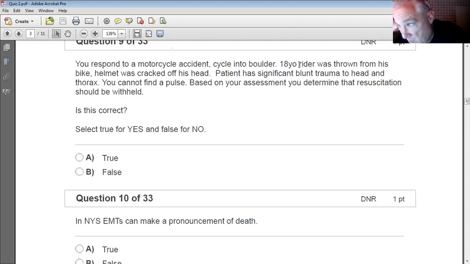Okay, we cannot find a pulse because he's in cardiac arrest. Based on your assessment, you determined that resuscitation should be withheld. So is this correct? And the answer is yes. So this guy is what we call a traumatic cardiac arrest. Unless you witnessed it happen, more than likely you would not work that patient. It's not something simple like his heart is out of rhythm that you could shock him back into rhythm. The reason this guy is dead is that his body's destroyed inside, and there's no way we could fix that on the inside of his body.